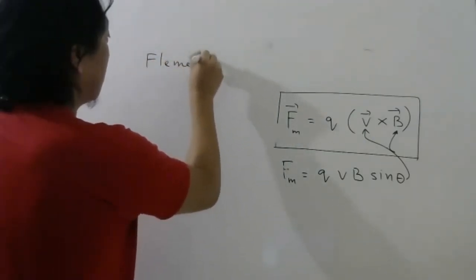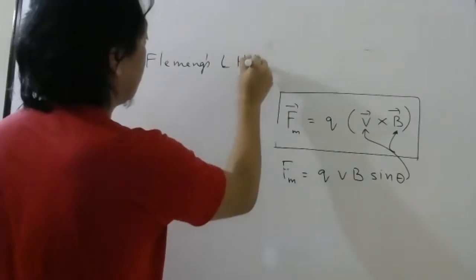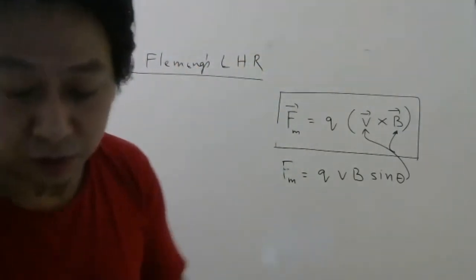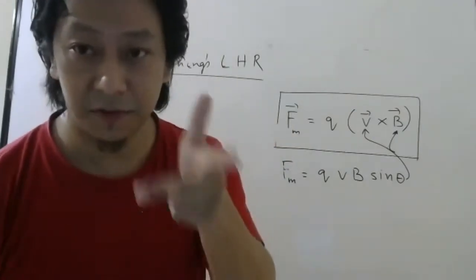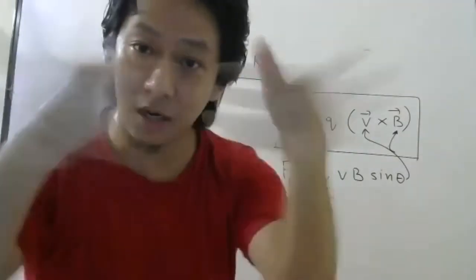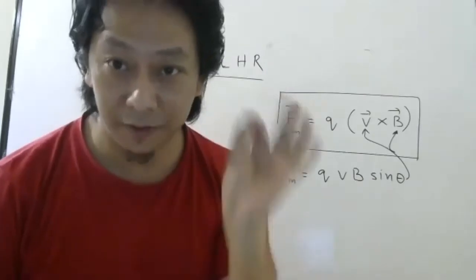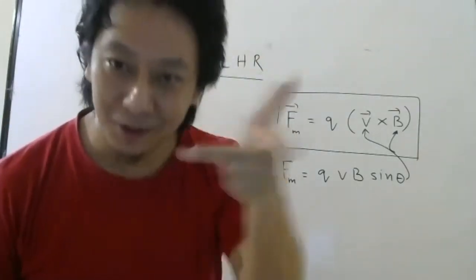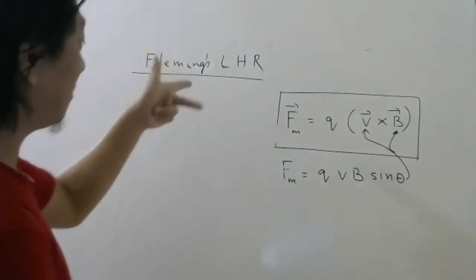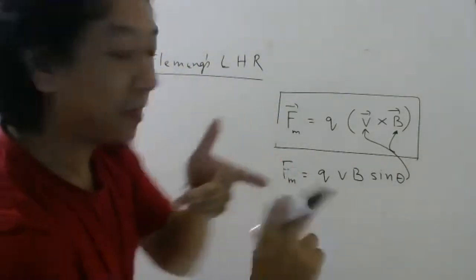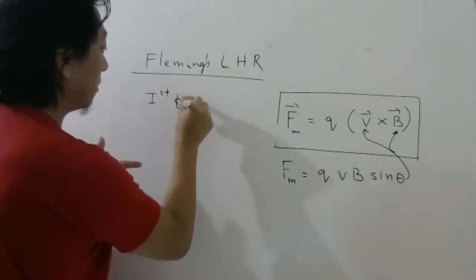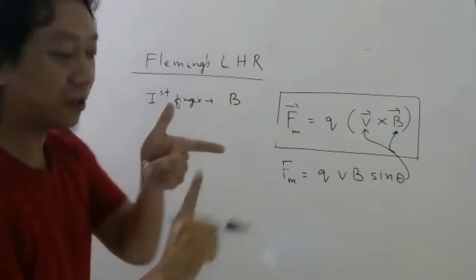Fleming's left hand rule. So in Fleming's left hand rule, we keep the 3 fingers like this for our left hand. Okay, if you use the right hand, you will get the wrong answer. So it is called left hand rule for a reason. So those who are right handed, please be careful, use left hand only. So in the left hand rule, the first finger gives you the direction of magnetic field.